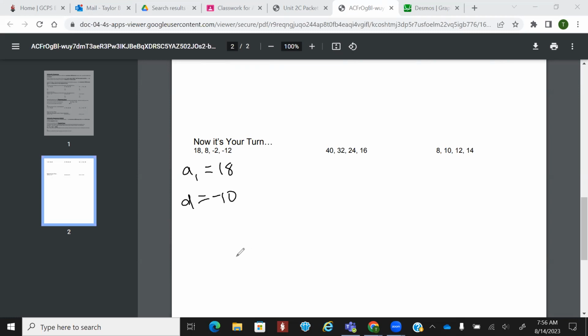Okay. Now we're going to take this and we're going to plug it into the explicit formula, which I will give you. I will write that up on the board. So a sub n equals a sub 1 plus d times n minus 1. So let's plug in the information that they gave us. So what was a sub 1? 18. What was our difference? Negative 10.